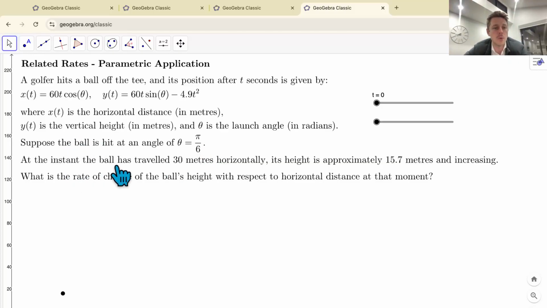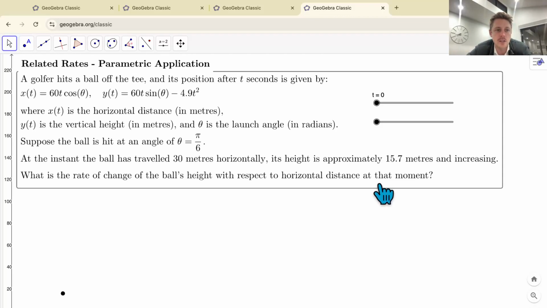At the instant the ball has traveled 30 meters horizontally, its height is approximately 15.7 meters and increasing, so it's on the way up. What is the rate of change of the ball's height with respect to horizontal distance at that moment? And so what we can do is actually graph this.